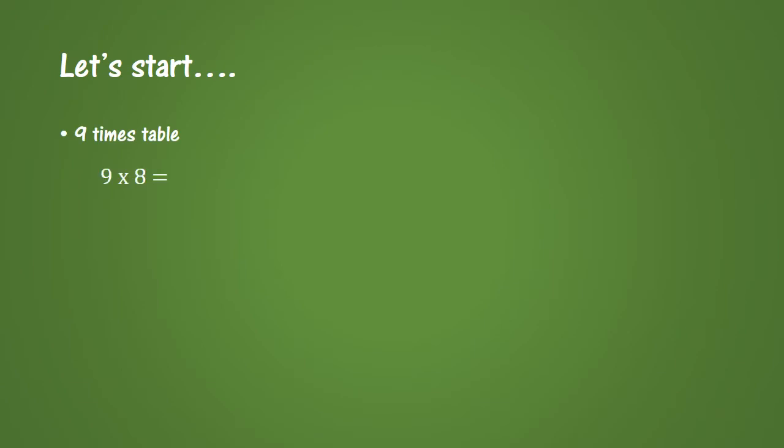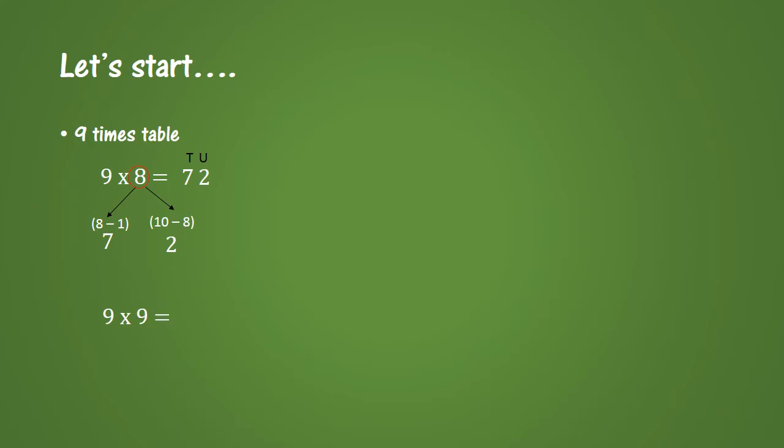Let's take an example of 9 into 8. Here the face value is 8. So for units place, we just have to subtract the face value by 10. So 10 minus 8 gives us 2, and this 2 will go to units place. For tens place, we just have to subtract the face value by 1. So 8 minus 1 gives us 7, and this 7 will go to tens place. So we get 72. So 9 into 8 is 72.